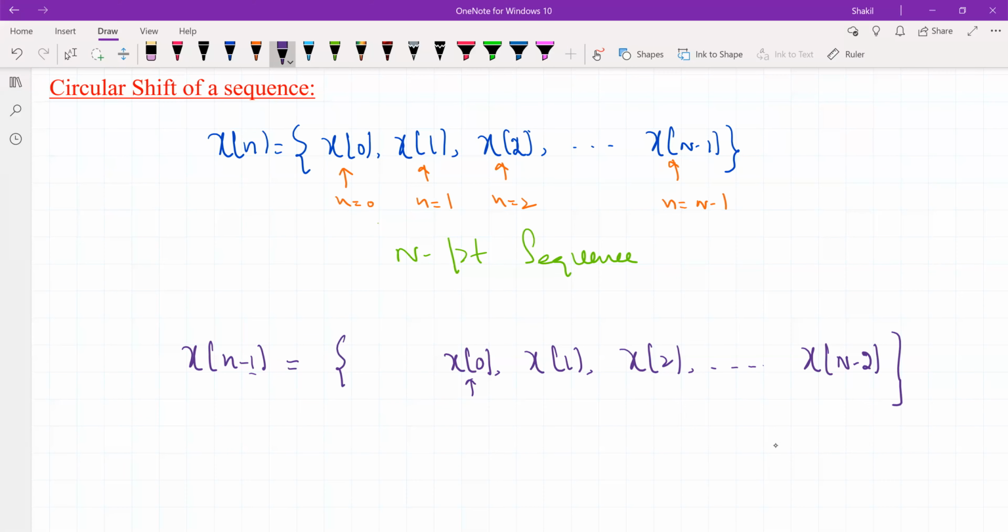So what will be this? Let me draw it. So this will be n equal to 0. Sorry, not n equal to 0, n equal to 1, because we are shifting every point by 1. This will be n equal to 2. This will be n equal to 3. So on, and this will be n equal to n minus 1. So the last point will be this. Now there are two issues with the duration of the signal.